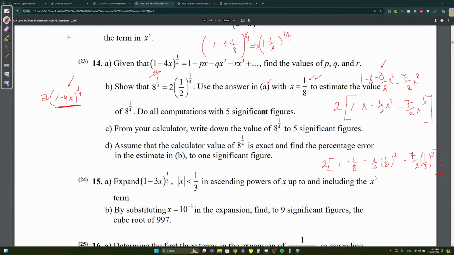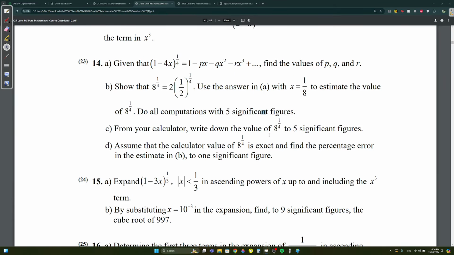Let's repeat what I did here. Whenever they tell you to estimate something, like using x equals something to estimate the square root of 96, you want to know how much to multiply your answer by. So you substitute your value into the equation that you have originally, and compare it with what you're trying to find. This is 1 over 2 to the power of 1 over 4. We compared it and realized that I actually have to multiply by 2. So I go to my expansion, substitute the 1 over 8, and just multiply my answer by 2. Okay.